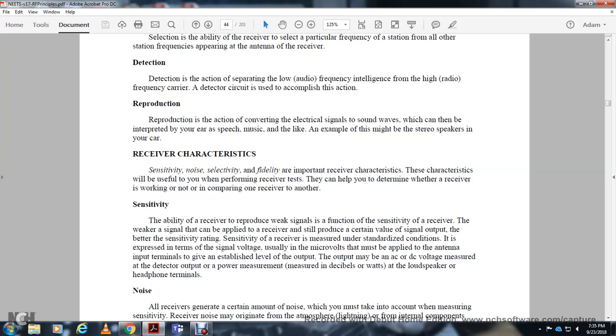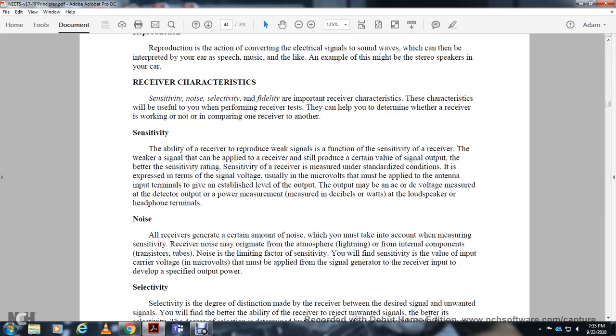Receiver characteristics: sensitivity, noise, selectivity, and fidelity. These important receiver characteristics help you determine whether the receiver is performing its tasks properly or not, and help in comparing one receiver to another.